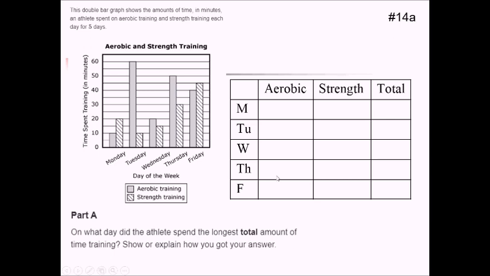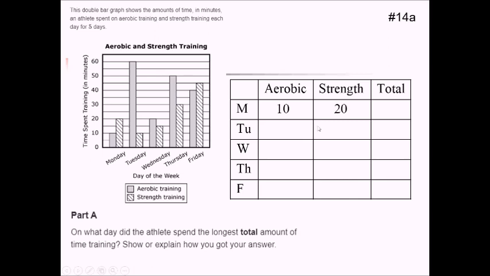I'm going to have a column for aerobic training, strength time, and total time. And this total column is going to be important on part A because we want to know what total was the biggest. And in my rows, I've got the days of the week. So for Monday, I had 10 minutes with aerobic training, and this looks like 20 for strength.